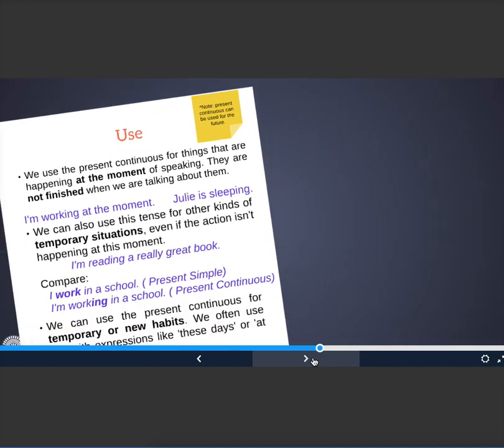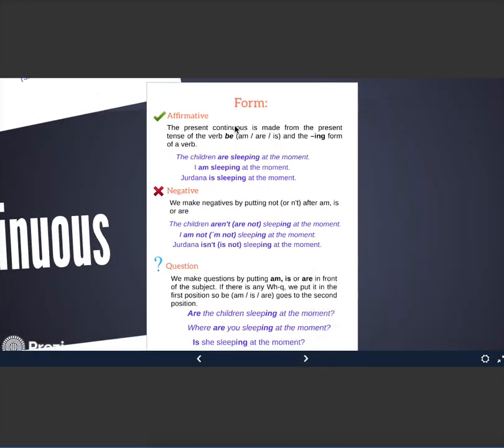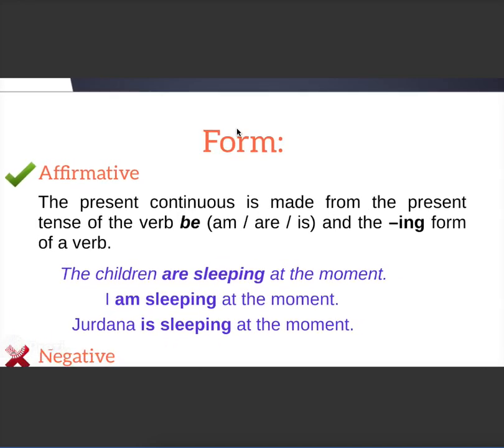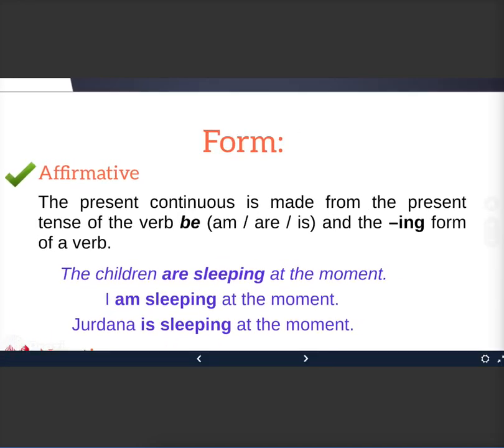Now guys, let's talk a bit about the form of present continuous. So let's begin with the affirmative form. Majo Garcia, can you please help me reading this first part?